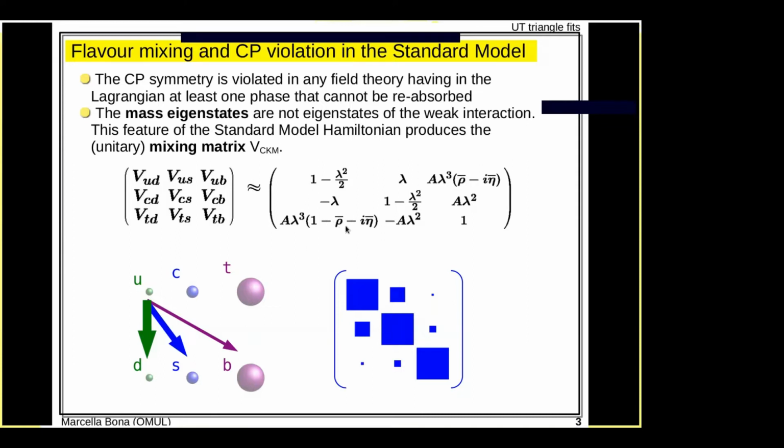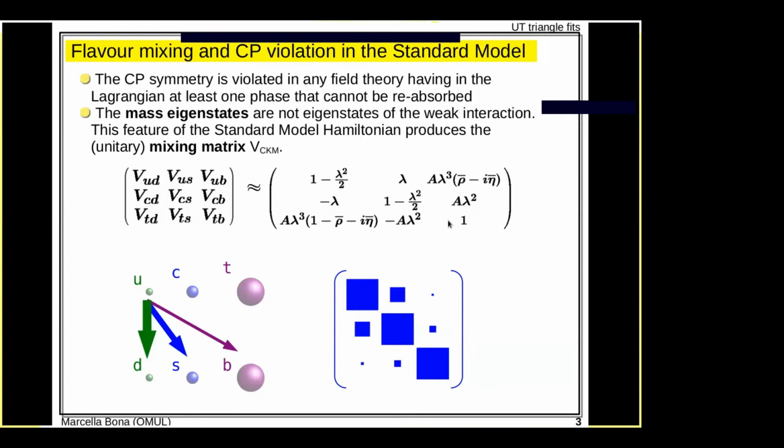So you see here that you have the four parameters A, lambda, rho bar, and eta bar, which is what I'm going to use. Now you need four parameters because of the unitary nature and for the fact that some phases can be reabsorbed in the definition of the quark fields. So you have to have four parameters in the CKM matrix. And this is a very useful representation because it gives you the idea of the size of the elements. So it's an expansion in terms of lambda.